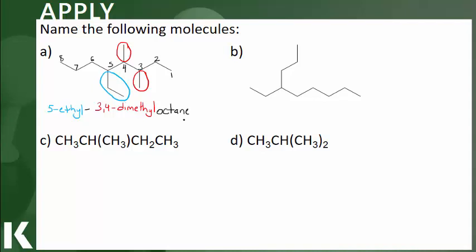Moving on to B, the longest backbone is 9 carbons long with 1 substituent on carbon 4. The 9-carbon backbone indicates a nonane suffix, which is preceded by the prefix 4-ethyl.